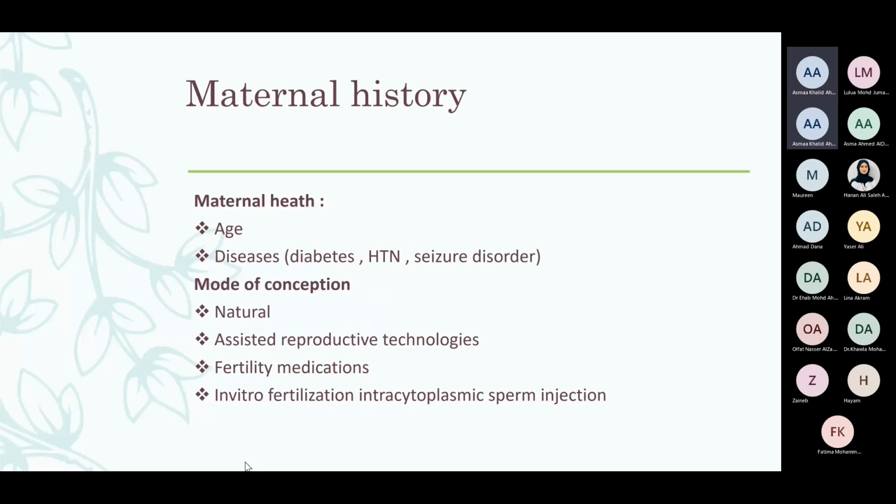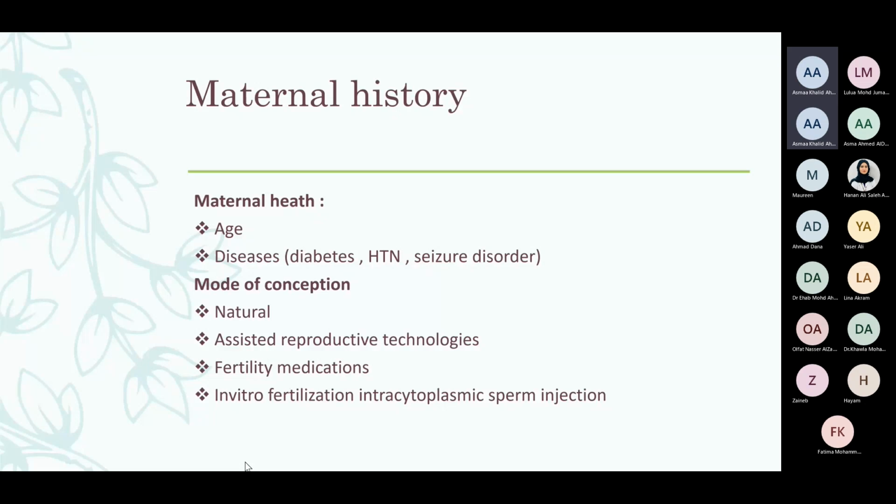Starting with the maternal history, everything starts from the mother. You have to ask about the mother's age, because with advanced maternal age you have certain types of syndromes. Also maternal diseases: diabetes, hypertension, or seizure disorder, because certain anticonvulsants will affect the neural tube defect. Diabetes will affect multiple organs, not only one organ.